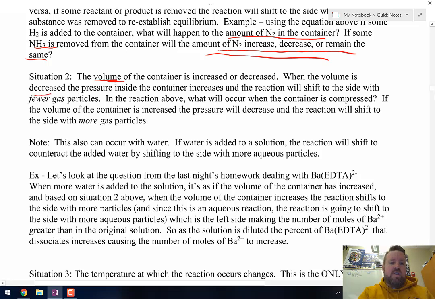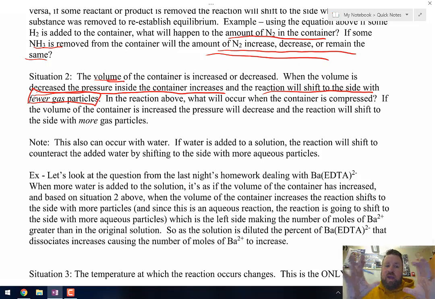So when the volume is decreased, the pressure increases, and the reaction is going to shift to the side with fewer gas particles. Again, assuming we're in air, okay, we're assuming we're in a gaseous environment. What happens if you're in an aqueous environment? We'll talk about that in just a second.